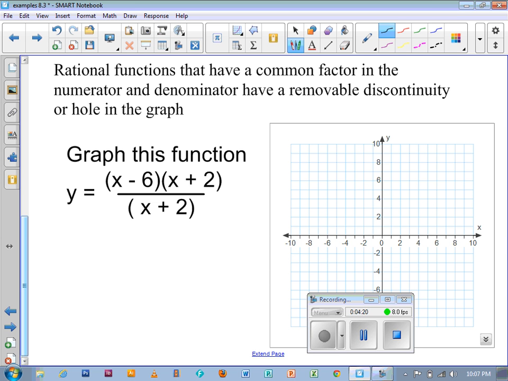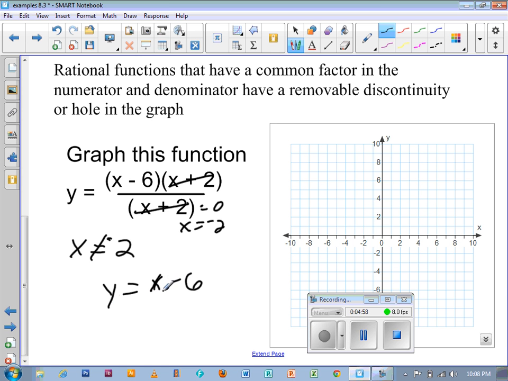What you'll notice at first, we look at excluded values here. X cannot be a negative 2 because if I set this equal to 0, x equals negative 2 is an asymptote. So it appears we have a vertical asymptote, but we don't. And here's why. If you look at the factors in your fraction, x plus 2 and x plus 2 are identical. They can be canceled out completely, leaving us with y equals x minus 6.